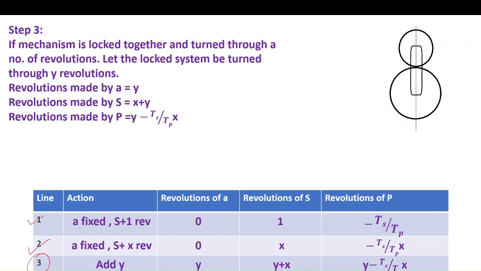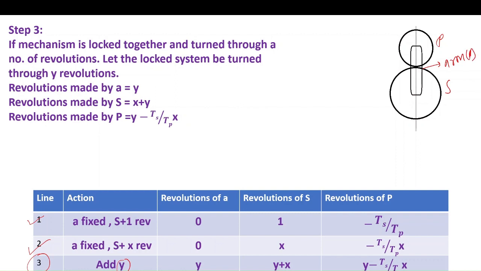Now what we have to do at the third stage: simply add y to all the equations you have obtained earlier. So how will we get this? Consider the mechanism is locked together and turned through a number of revolutions. Let the whole system be turned through y revolutions.